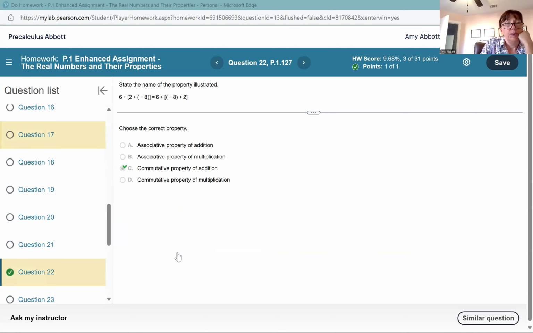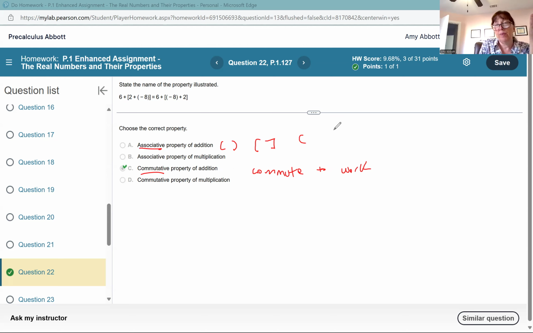All right. So commutative and associative. Associative is about parentheses and brackets. Commutative is about the numbers changing position. They're not in the same position. I like to say that they commuted to work. When you commute to work, you travel around. And associative means who you're associating with, who your friends are inside the house.